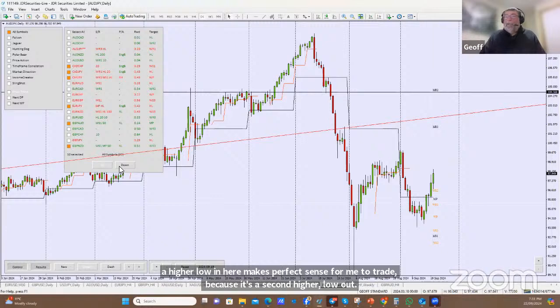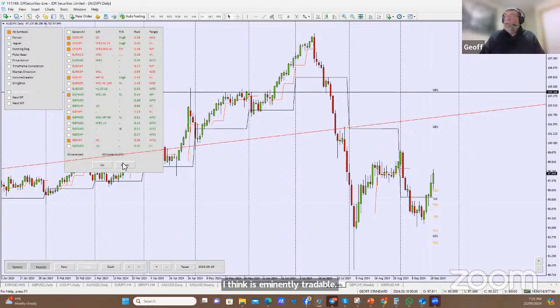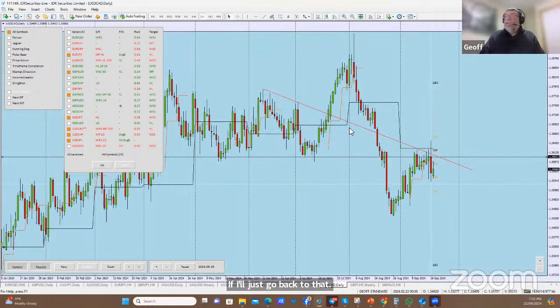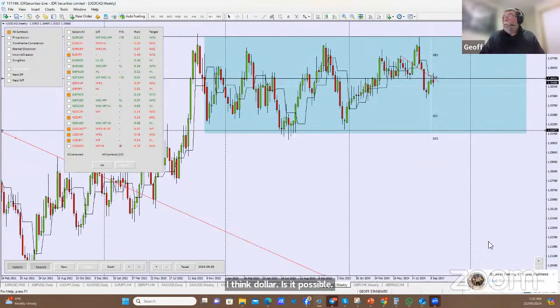Guys, that's kind of where my brain's at this week and where I'll be looking to find trades. I'm hopeful that there'll be something on offer for us a little bit later. Maybe not tomorrow, but the dollar CAD, I think, is eminently tradable, if there's no big gap in the market tomorrow. So I think, although the CAD's under pressure, and I get that, I think dollar CAD is a possible trade for me tomorrow, trading that bar on the weekly. We'll see how we go.